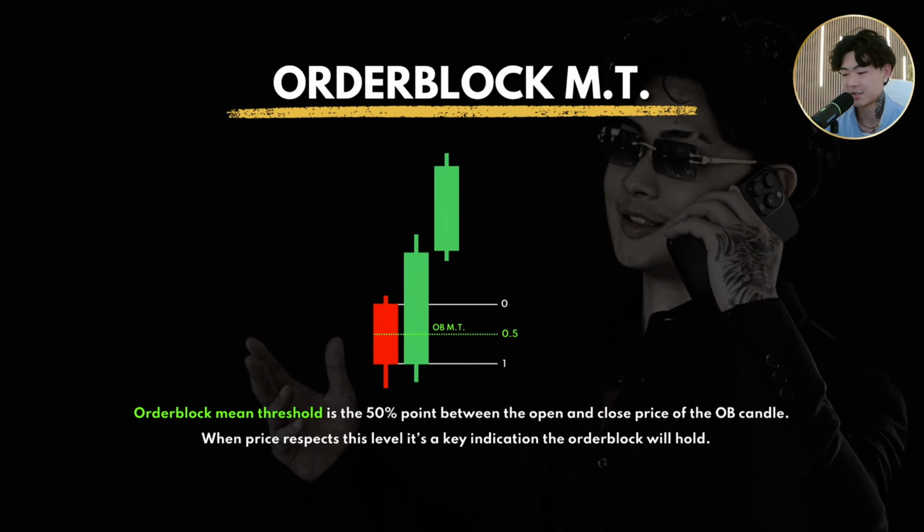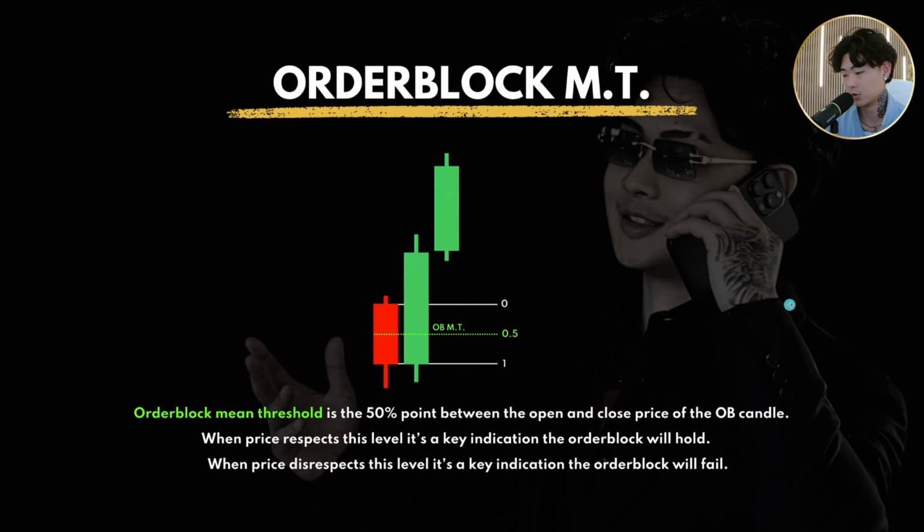When price respects this level, it's a key indication that the order block will hold, just like the fair value gap. And if it starts closing past that mean threshold, you know a reversal might be coming when it starts respecting that level. Now let's go ahead and hop on the charts.